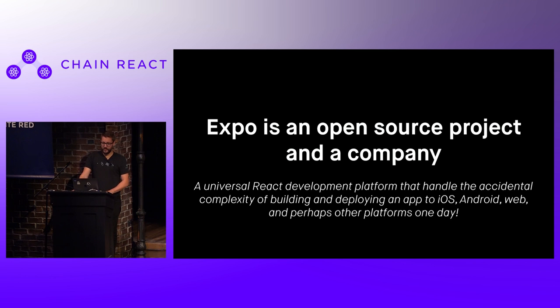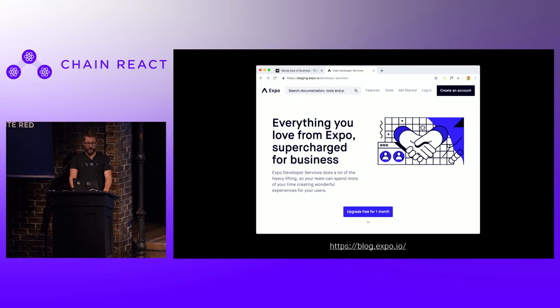So Expo is an open source project, and it's a company. It's a universal React development platform that can handle the accidental complexity of building and deploying apps to these platforms, and maybe more platforms in the future. Today, we're launching our first paid plan called the Priority Plan. It adds support for teams and for some dedicated build infrastructure.